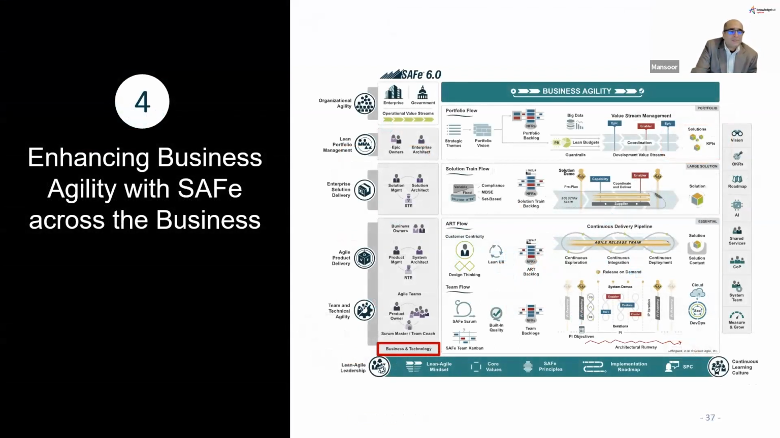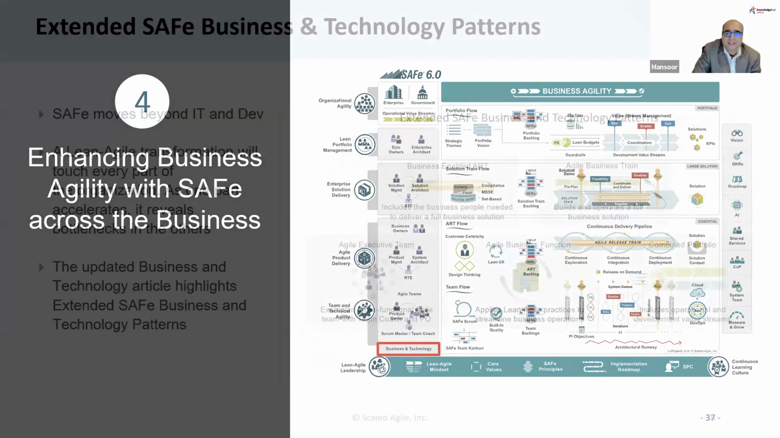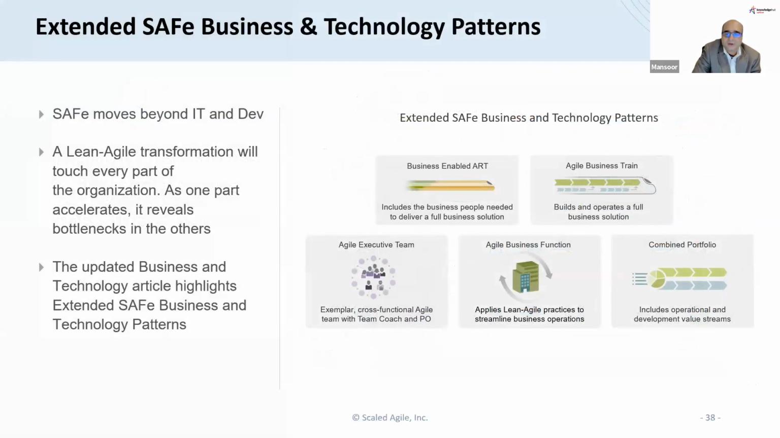Fourth one, enhancing business agility. Interesting. We saw a lot of business agility come into picture, right? And time and again, we have been seeing business agility as part of it. So we extend the patterns of business agility here. We talk about business agile trains. We talk about the agile executive team aligning with the leadership. We talk about agile functional departments, and also a combined portfolio where we have both the development and operational value streams. So both combined together will be extended in the technology patterns.